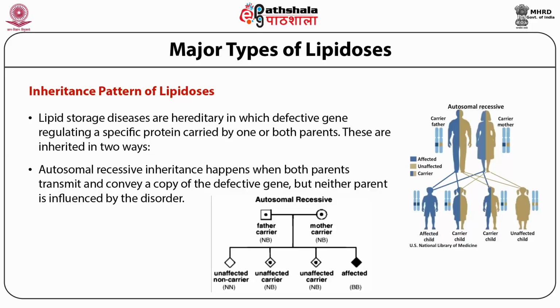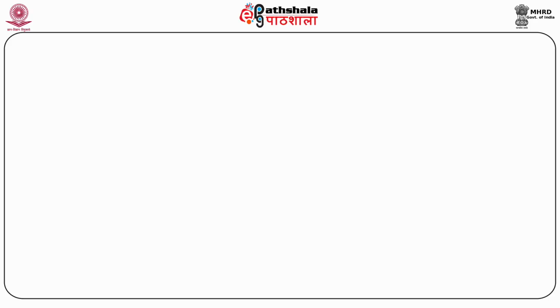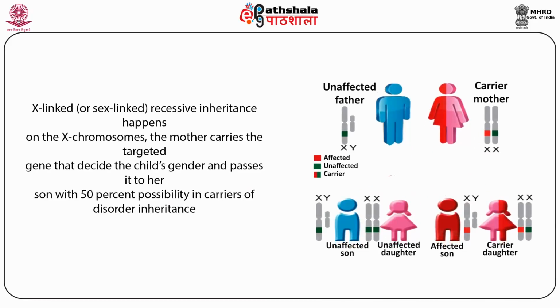In this picture, you can see that the father is the carrier and the mother is the carrier, which is an autosomal recessive. And you can see that only one is affected out of the 4 offspring. 2 were unaffected carriers and 1 is an unaffected non-carrier. The second trait, that is X-linked or the sex-linked recessive inheritance, happens on the X chromosomes. The mother carries the targeted gene that decides the child's gender and passes it to her son with 50% possibility in the carriers of the disorder inheritance.